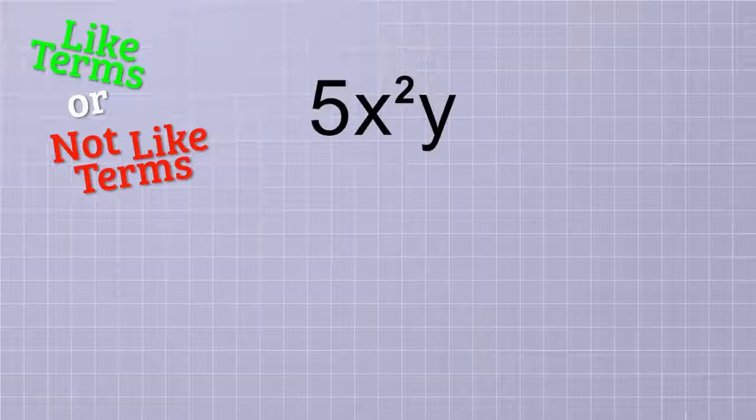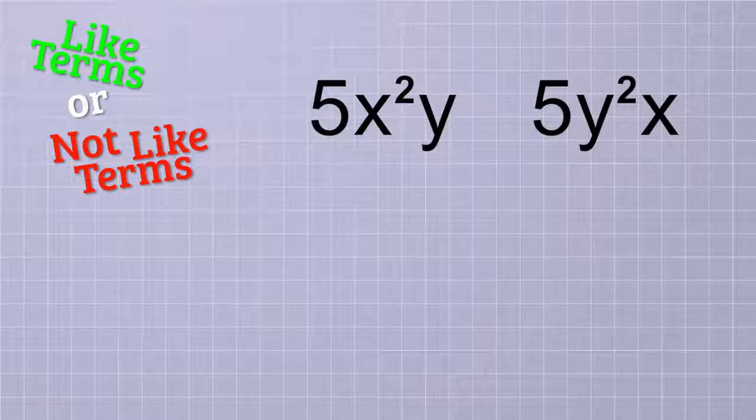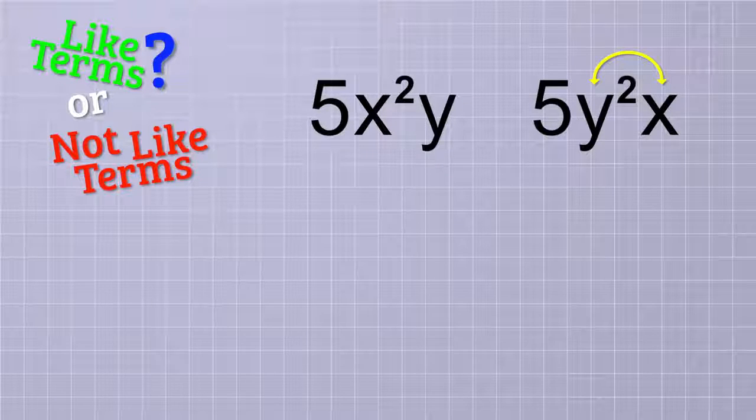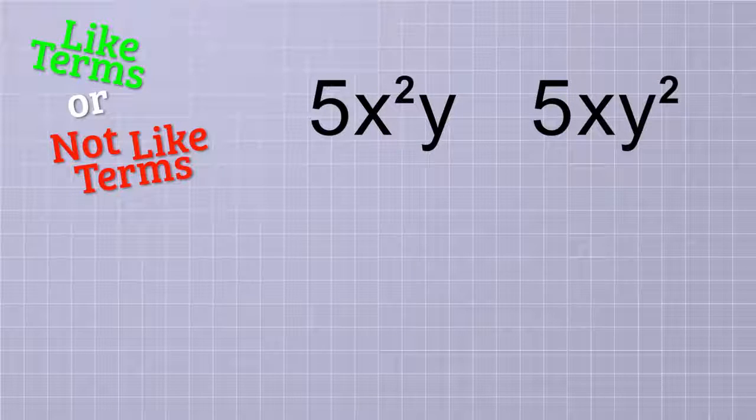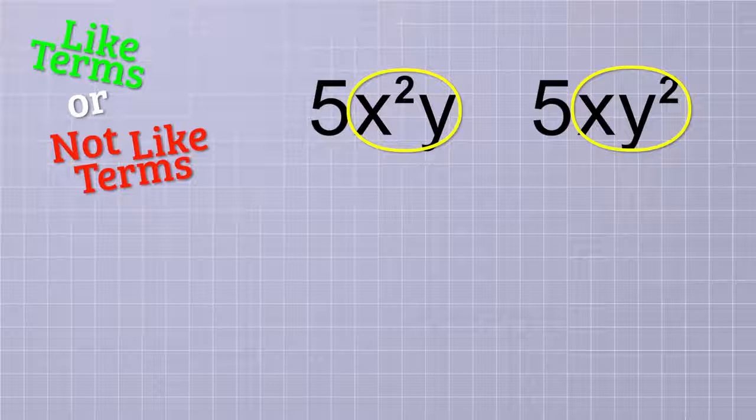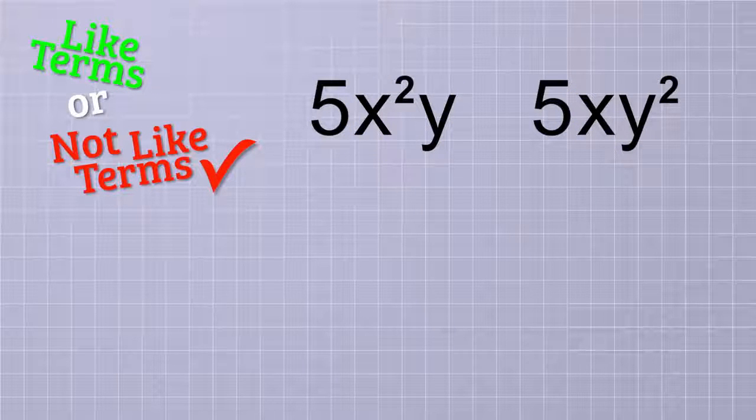Last, we have 5x squared y and 5y squared x. Now be careful with this one. You might think that it's like the last one, where the terms are just in a different order. But look closely. In the first term, the x is being squared. But in the second term, the y is being squared. That means even if we switch the order, the exponents move with the variables, so the variable parts are not the same, which means these are not like terms.